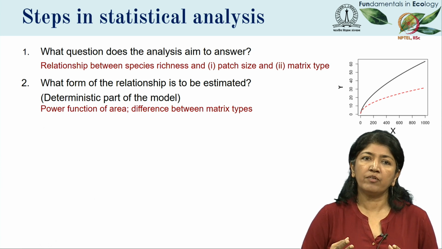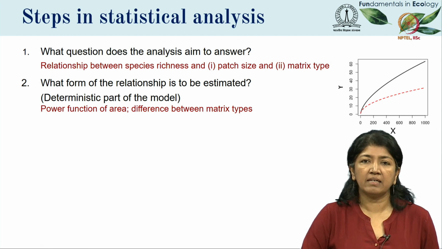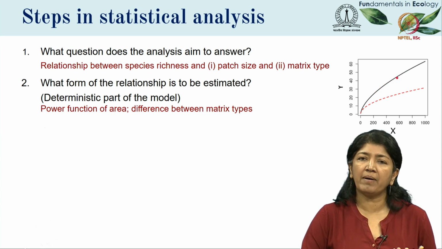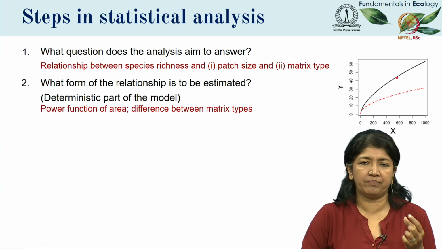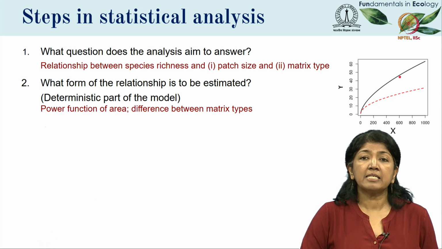So, say drawing from theory, I might expect that species richness follows a power function of area. So, I have illustrated that to you. So, the relationship between species richness and area of the habitat patch, I expect is some form of a power function and I need to estimate the power. I also expect a difference between matrix types.